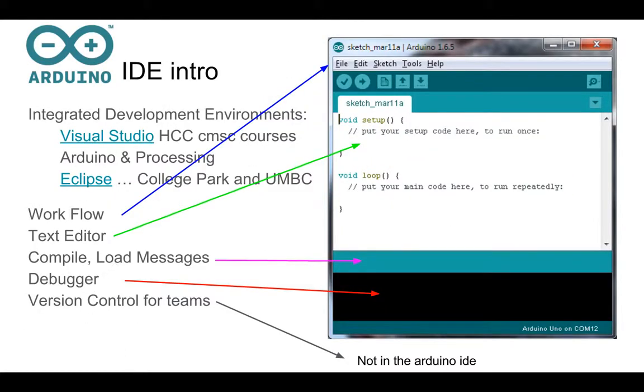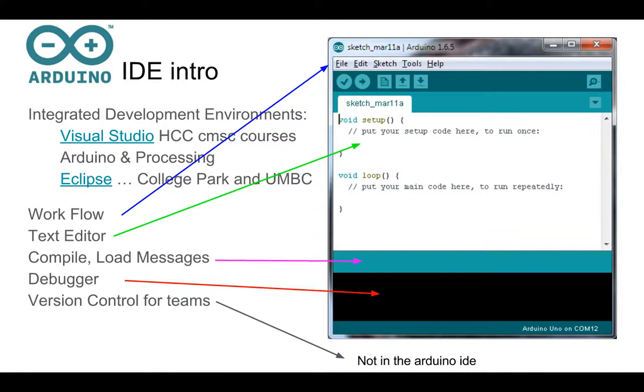Now the Arduino has an integrated development environment, IDE. The primary integrated development environments are Visual Studio, which you'll learn in the ComSci 1 and ComSci 2 here at Howard Community College. The problem is both College Park and UMBC use Eclipse, not Visual Studio. And some students have a hard time switching to Eclipse when they transfer to College Park or UMBC. But all IDEs have the same basic features.